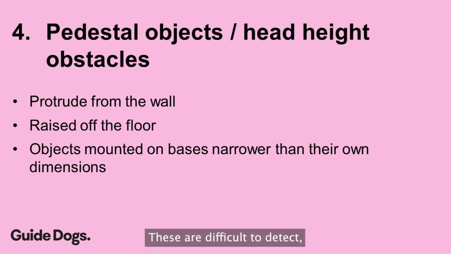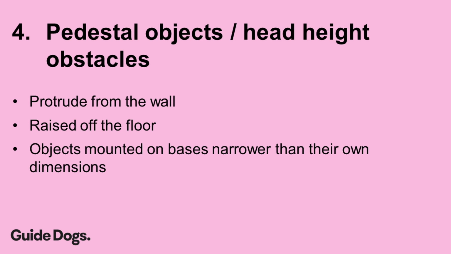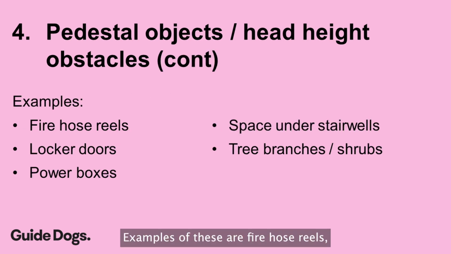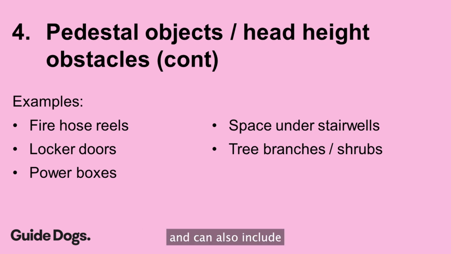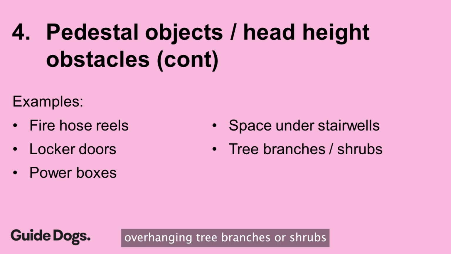These are difficult to detect even with a mobility aid such as a cane and can potentially injure a person. Examples of these are fire hose reels, locker doors, or power boxes, and can also include the space underneath stairwells. Overhanging tree branches or shrubs along pathways pose similar dangers.